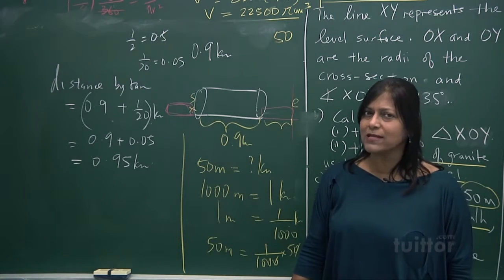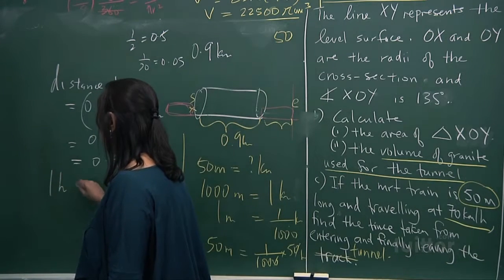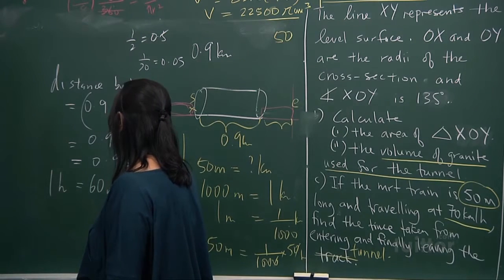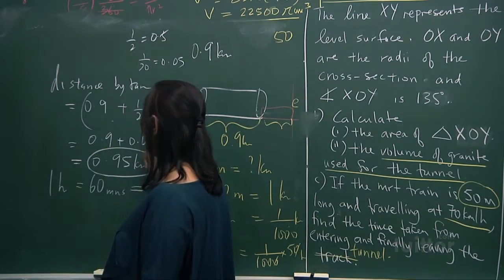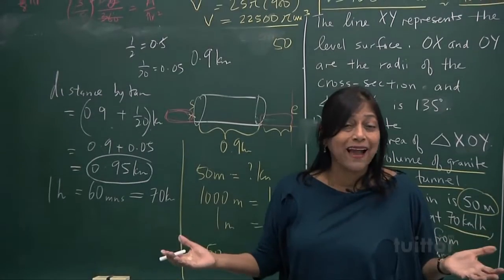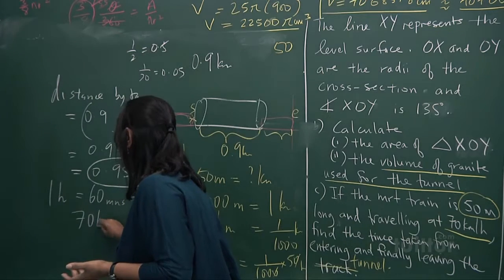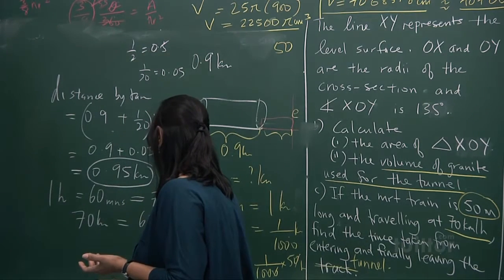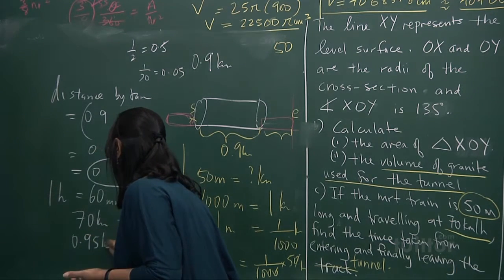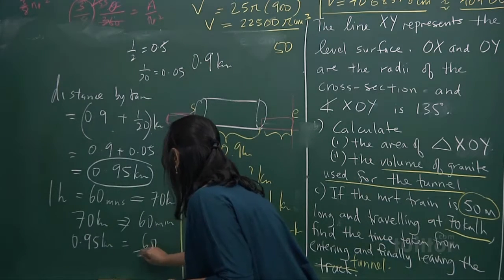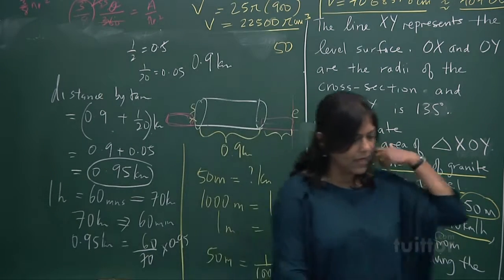And how long will the train take? Now 1 hour is 60 minutes. In 60 minutes, it covers 70 kilometers. For 0.95 kilometers, we need to find the time, not the distance. So we put the time at the end. 70 kilometers takes 60 minutes. 0.95 kilometers, how long does it take? 60 divided by 70 times 0.95. That will give you the answer.